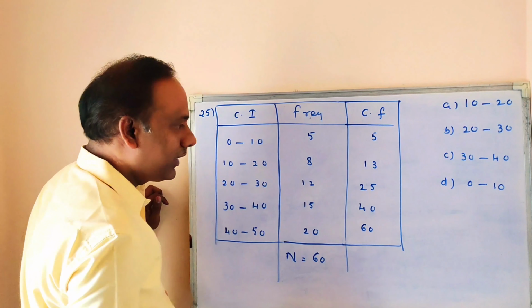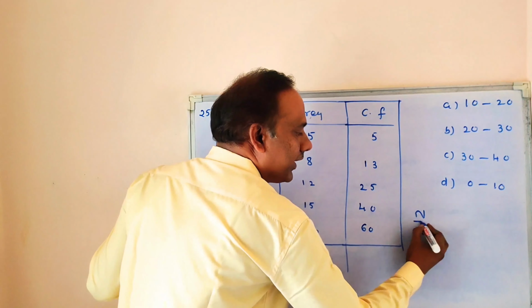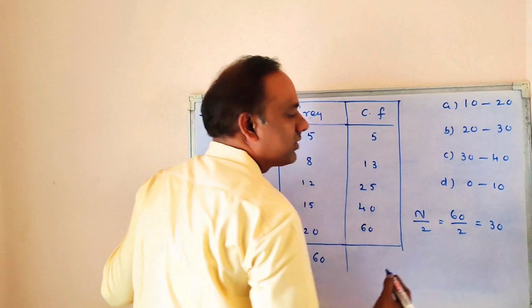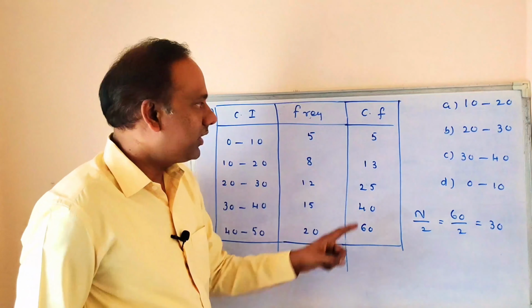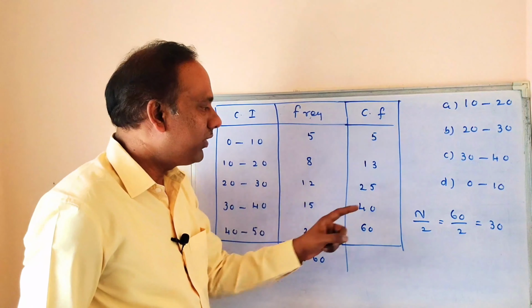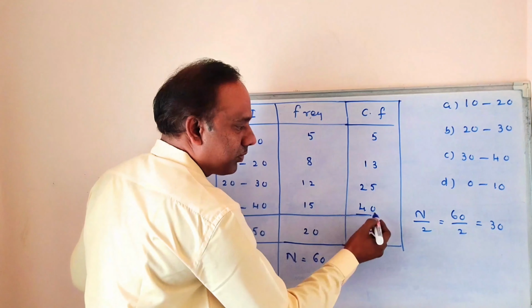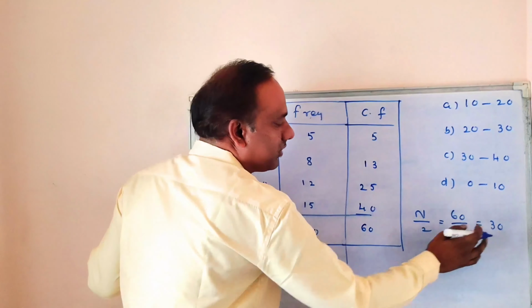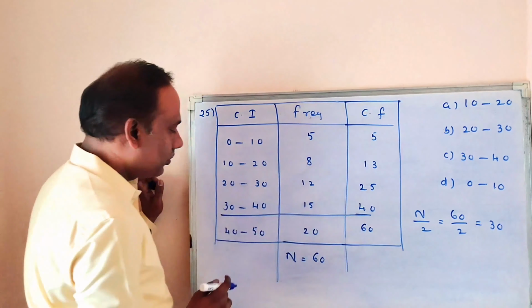How do we calculate the median class? n by 2. Here n value is 60. 60 by 2 is 30. Now 30 in the cumulative frequency, 30 is involved in this part. So the class is 30 to 40. So the median class is 30 to 40. Option C is correct answer.